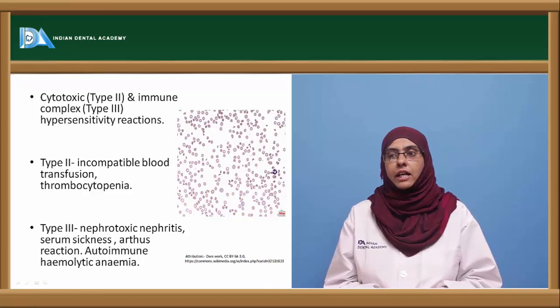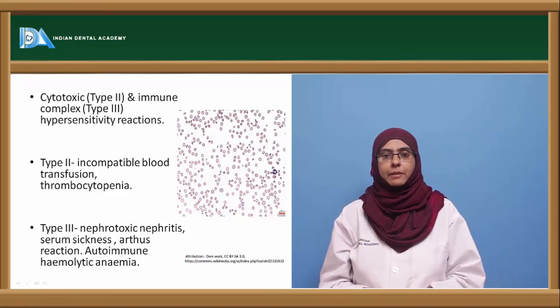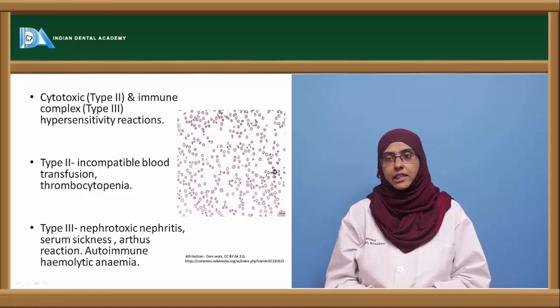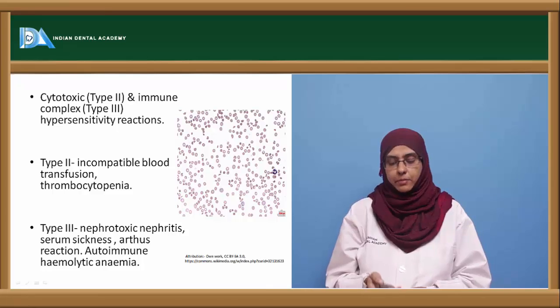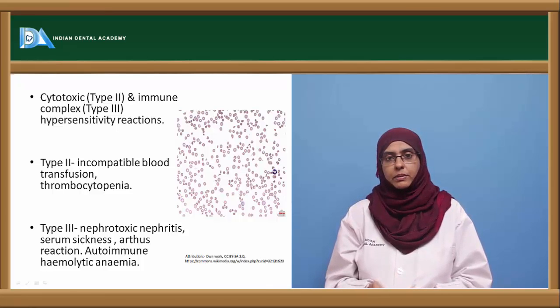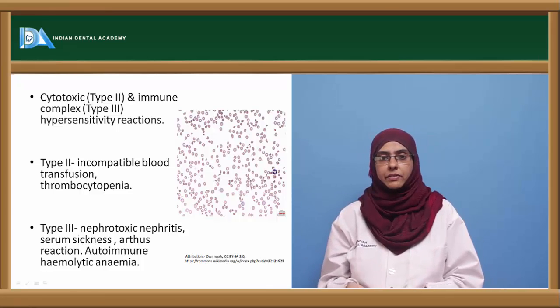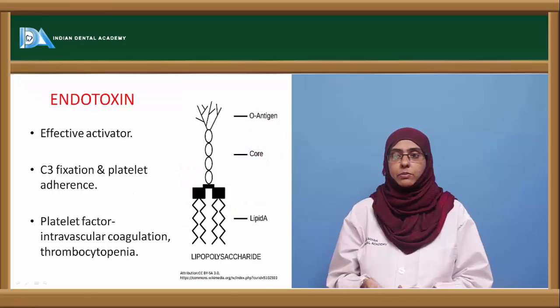And then we have the complement mediated type 3 autoimmune diseases: nephrotoxic nephritis, serum sickness, Arthus reaction and autoimmune hemolytic anemia. So the complement system not only brings about a positive role but can also cause a harmful role in the human immune system.